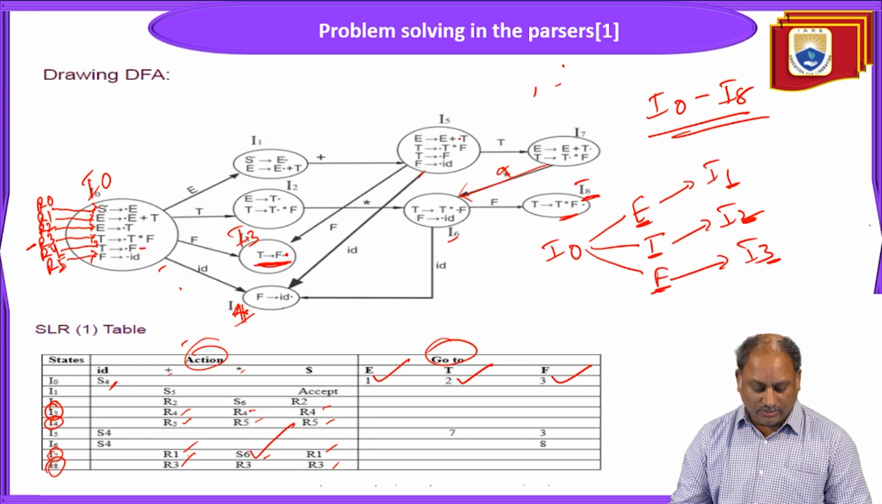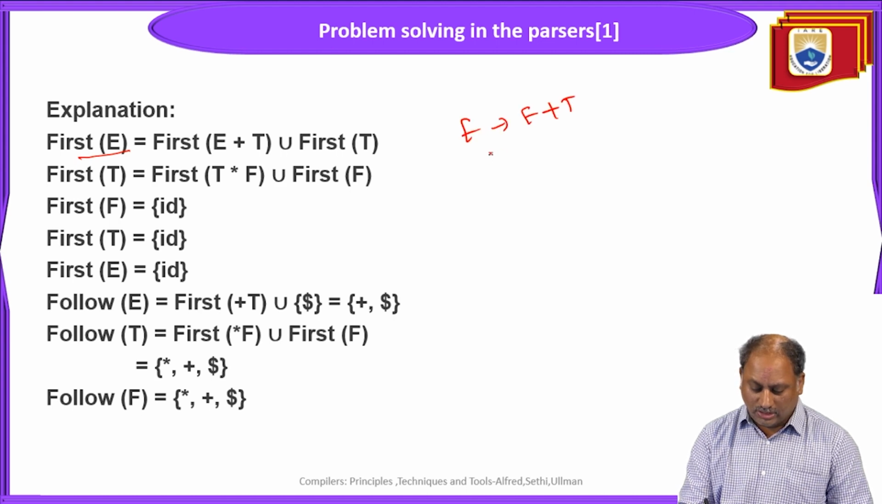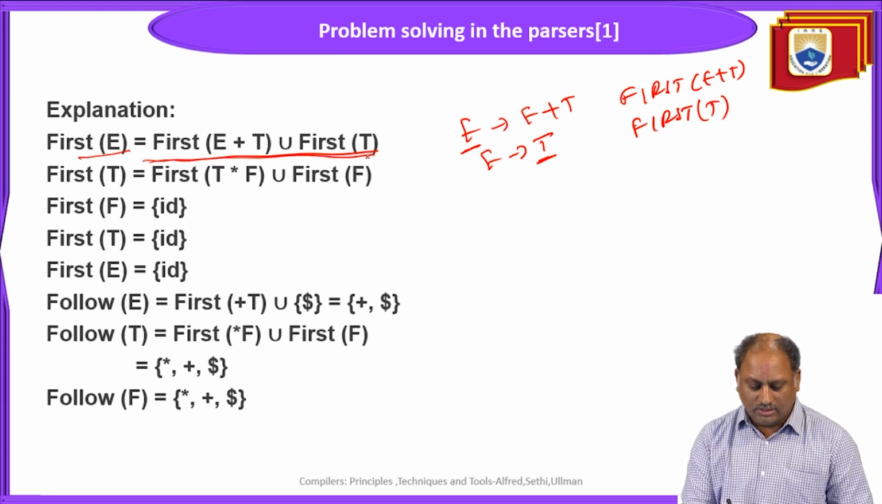First of this one, S derives capital E, and E derives capital E plus T. E derives T, T derives T star F, T derives F, F derives id. So in this computation, what is the first of E? E derives E plus T and E derives T. So we have to write what is the first of E here. First of E means first of E plus T, then first of T. So that is to be written with this one, union of both the cases.